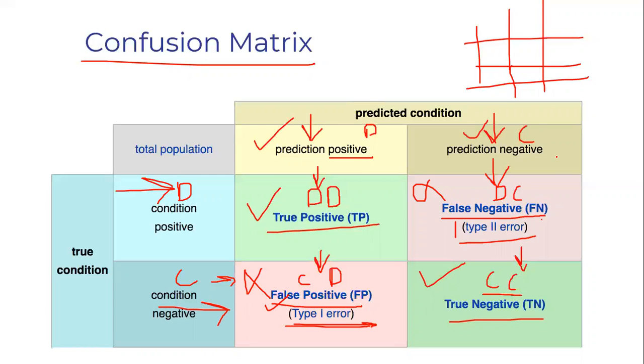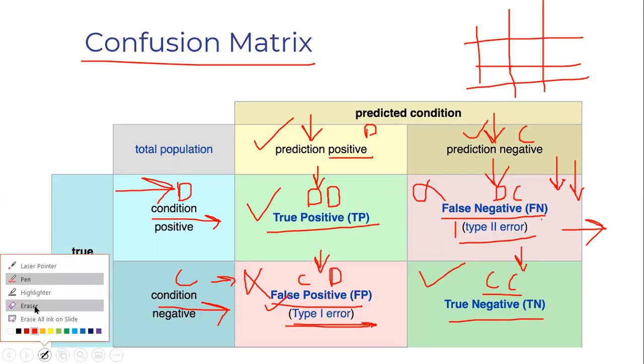And when a pregnant woman goes for a pregnancy test and the report comes back negative, that means my test says the woman is not pregnant, but in actuality the lady is pregnant. That means it's a false negative. So the trick to remember these two errors is really important.